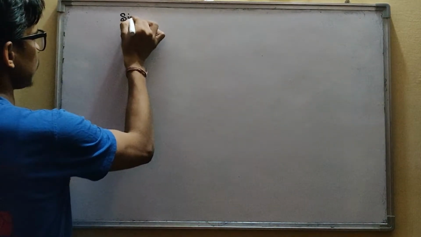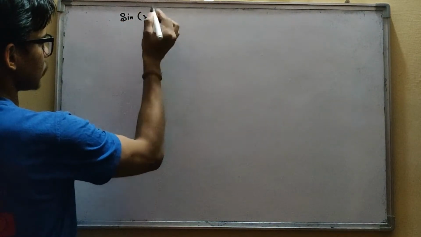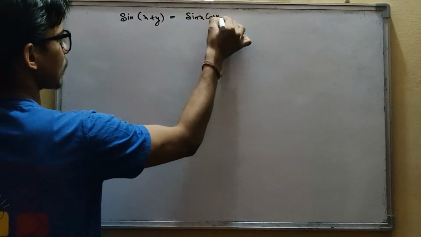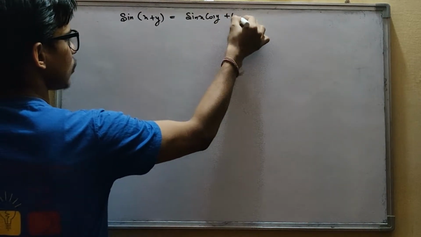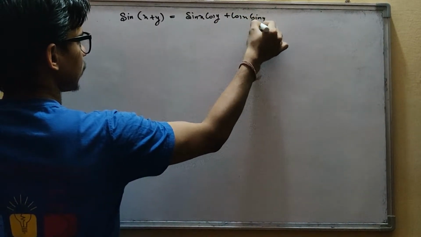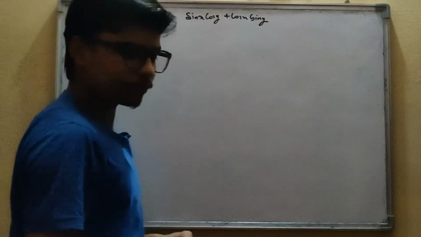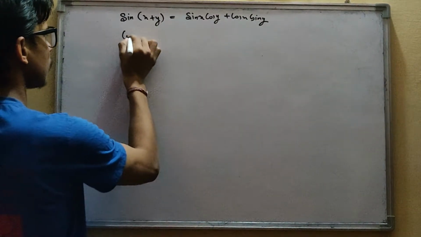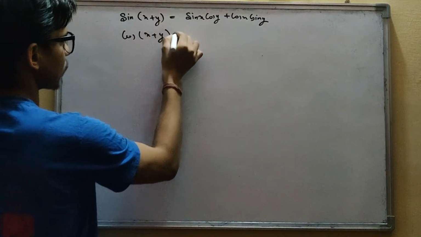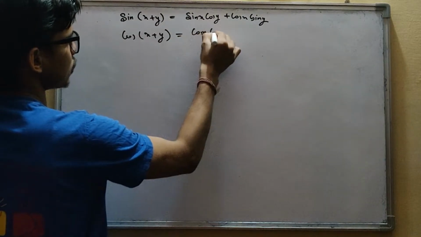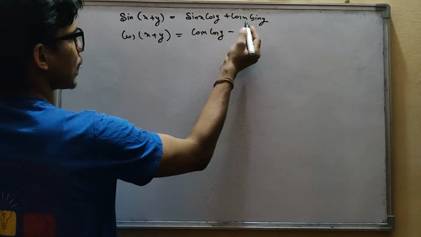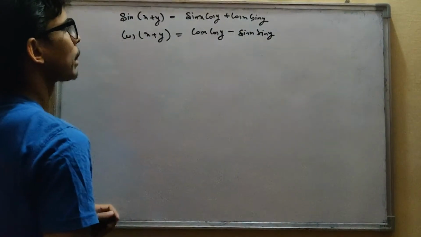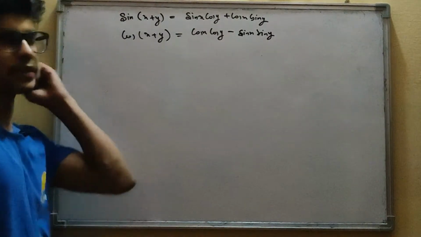So let's have one: sin(x plus y). Sin(x plus y) is sin x cos y plus cos x sin y. Okay, so this is the formula. And cos(x plus y) is equal to cos x cos y minus sin x sin y, right? So this is basically the formula.